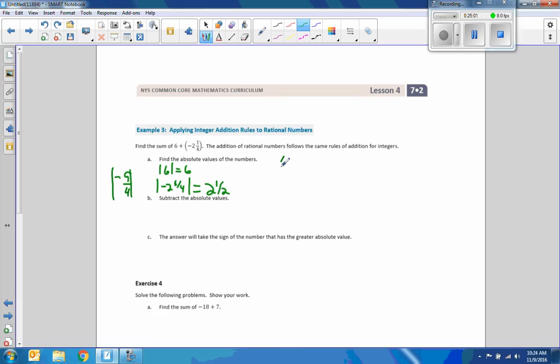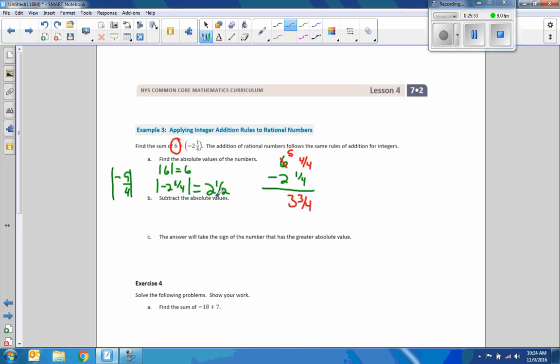The rule says to take 6, subtract the smaller. Okay, now we have a problem here because I don't have anything over here to subtract a quarter from. So I make 6 into 5 and borrow 4/4 from it, that's 1. 4/4 minus 1/4 is 3/4. And 5 minus 2 is 3. The larger absolute value was 6. It's positive. My answer is positive 3 3/4.